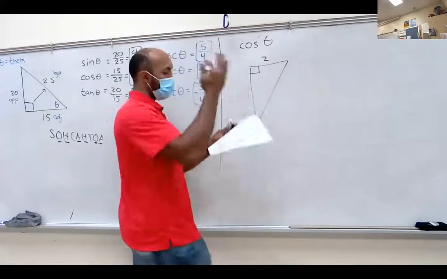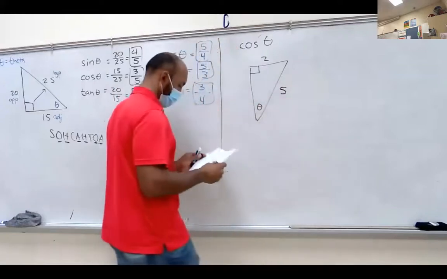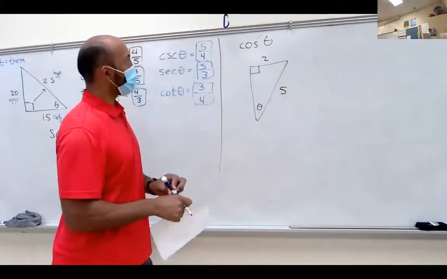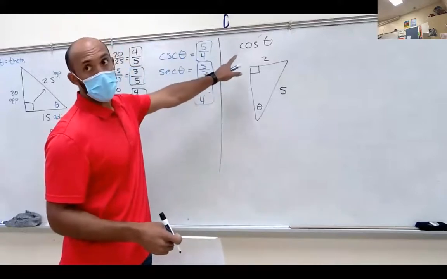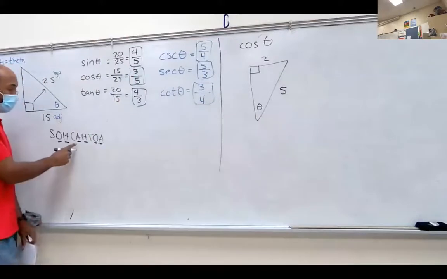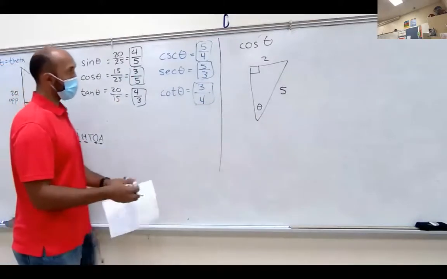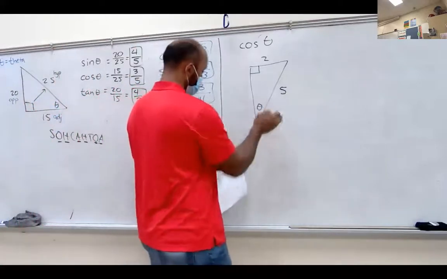So it's kind of upside down, 2 and 5, and then we have theta. Okay, now we're only just looking for cosine right now, all right? So that means that I need the adjacent side and the hypotenuse. Now let's look at the triangle. Here's the angle.